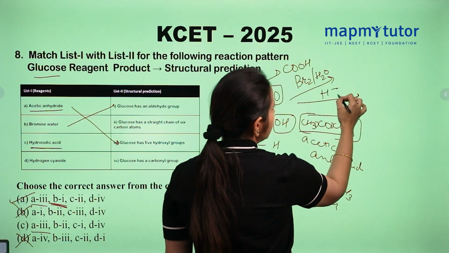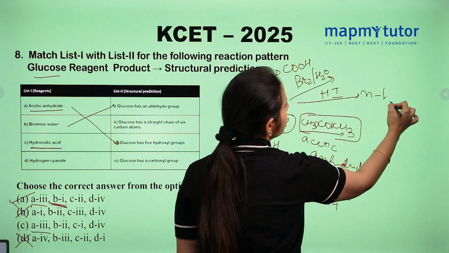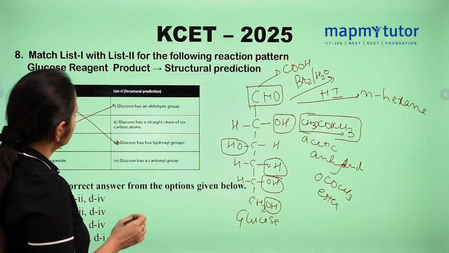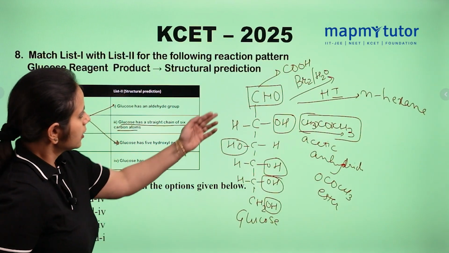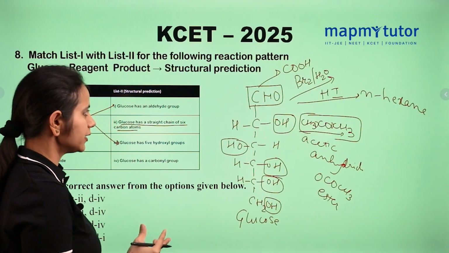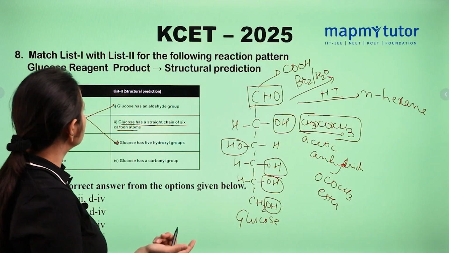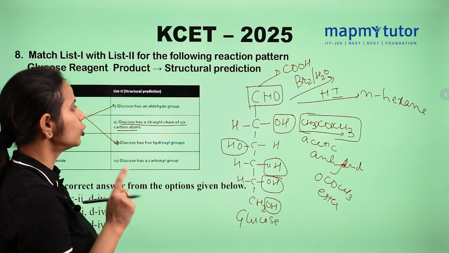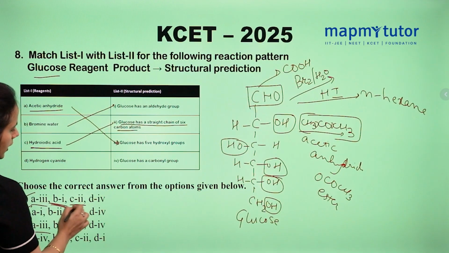On prolonged heating of glucose with HI, it will convert into n-hexane. Here, glucose has a straight chain of 6 carbon atoms: 1, 2, 3, 4, 5, 6. From here we get to know that when glucose reacts with hydroiodic acid, it gives n-hexane. That means 6 carbons are present in the glucose unit.